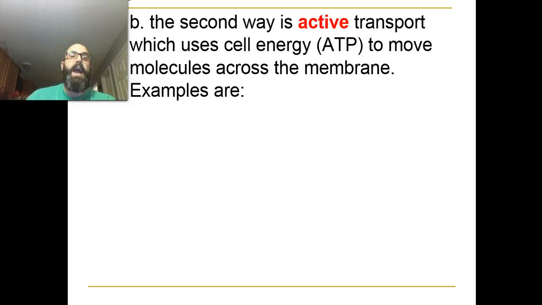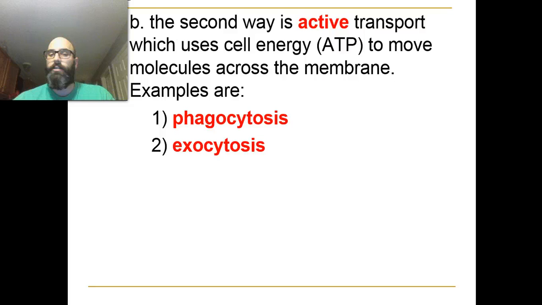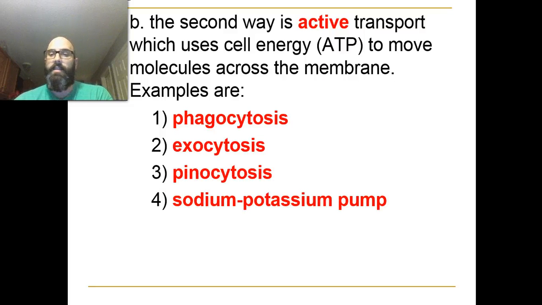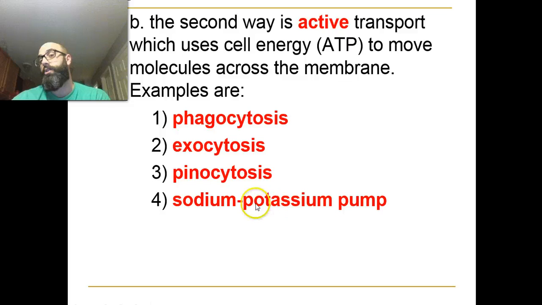The second way is called active transport. This actually uses ATP, and it allows cellular energy. So there's something in the cell membrane that requires energy from within the cell to move particles, molecules, food, nutrients, whatever you want to call it, from outside to in, or also from inside to out. Both ways occur here. Some examples of active transport are phagocytosis, exocytosis, pinocytosis, and the sodium-potassium pump. The two that we're really going to get into in this particular school year are going to be phagocytosis and the sodium-potassium pump. This one's huge later on, and you'll know all about it then.